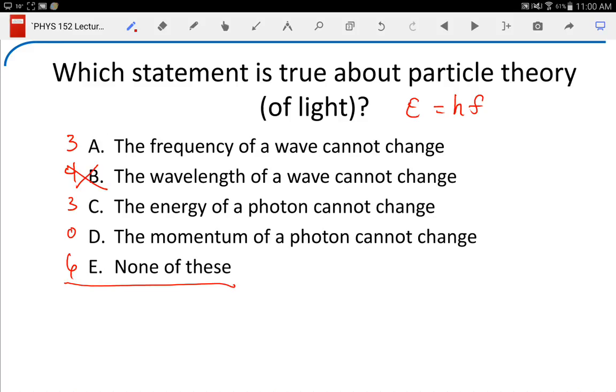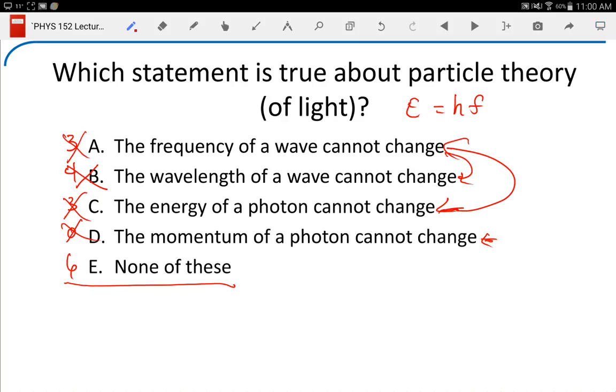And if the wavelength changes, then we're going to have potentially other changes. It turns out that none of those are true statements about the particle theory of light. Because what you're doing is you're treating light like a BB. Can you speed up a BB? Yes. Can you slow down a BB? Yes. And if you speed up or slow down a BB, you change its energy, which means that you had to have changed the frequency because they're tied together. If you stayed in the same medium, then you change the wavelength. And of course, if you change the speed, you change the momentum.